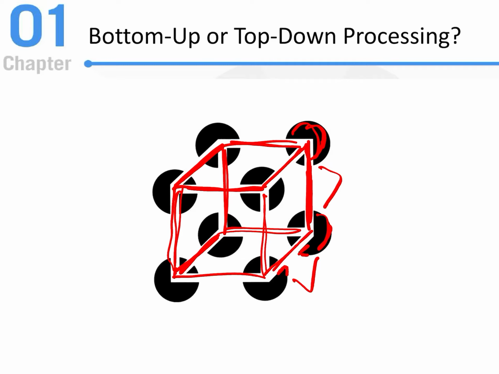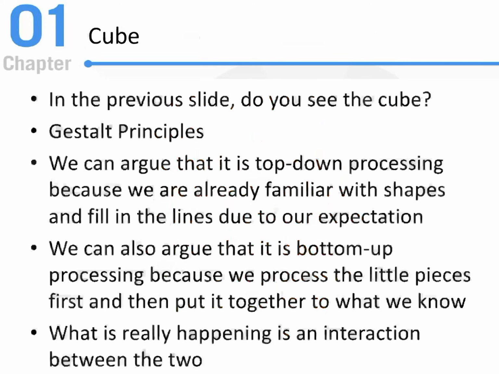We can also argue that it's top-down processing because we're already familiar with shapes like cubes. And then we're going to fill these lines in based on our expectation of what a cube looks like. And that is using top-down processing. Our expectation is it's a shape, it's a cube, and then we fill it in through perceptual and sensational processes in between. What's really happening is the interaction between the two, and that is both bottom-up and top-down processing are occurring. We're going to talk more about this interaction later on, but just to give you a feel of what's going on.